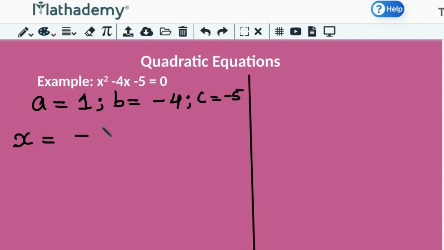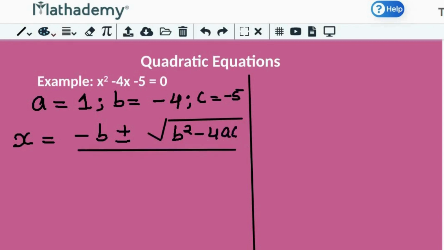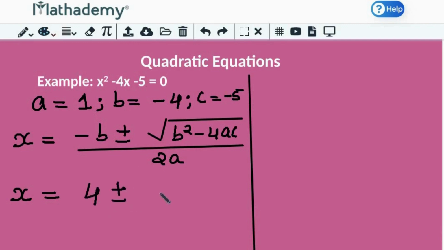x is equal to minus b plus minus under root of b square minus 4ac, this whole thing is divided by 2a. Remember one thing, don't forget the 2a in the denominator, because at times we do that. So the value of b is minus 4. So it's minus of minus 4, so it becomes plus 4. Plus minus, it will be under root of b square.